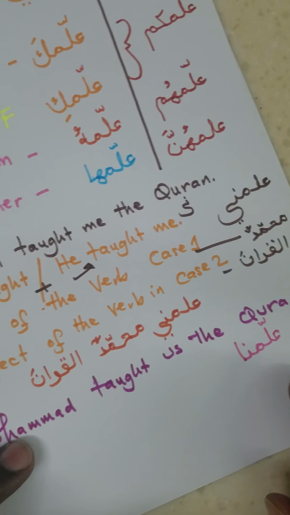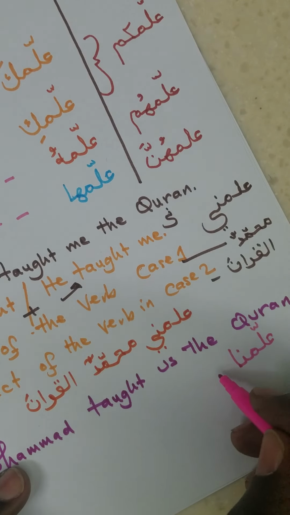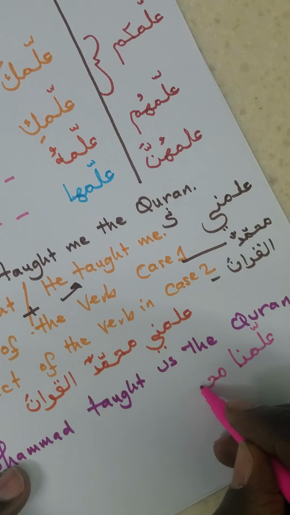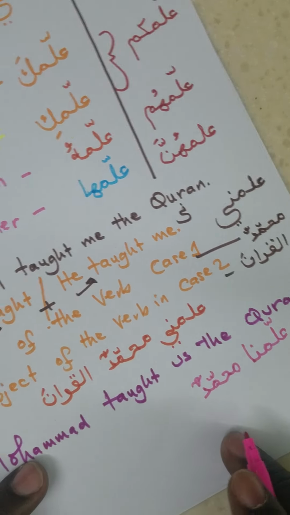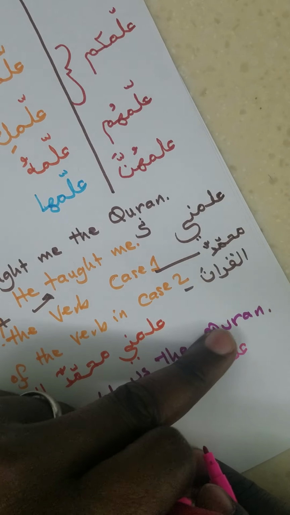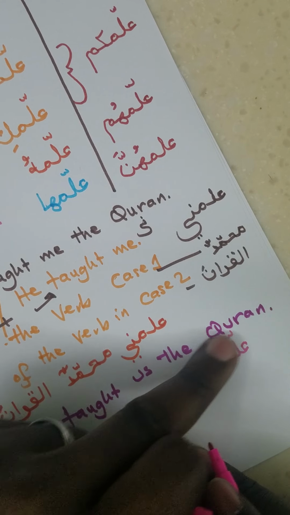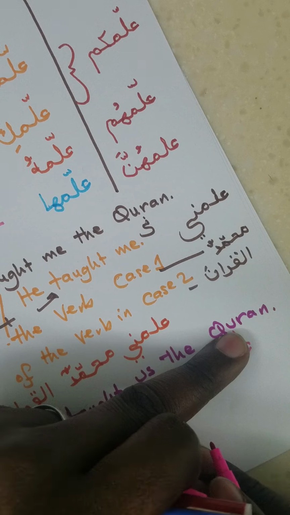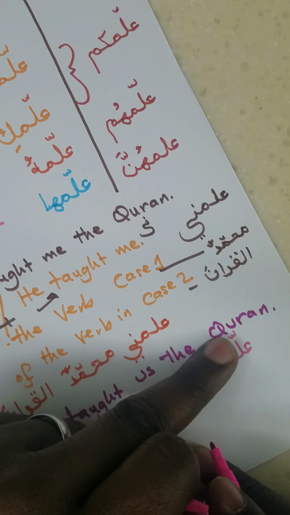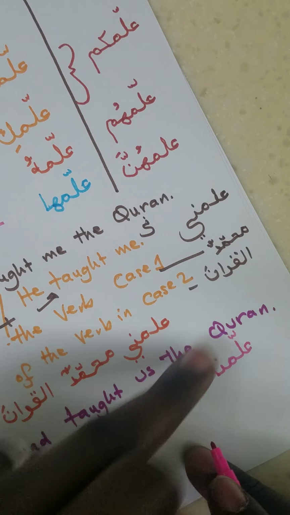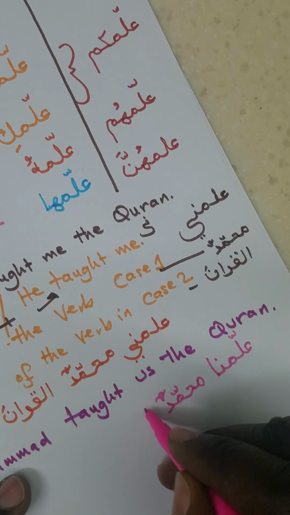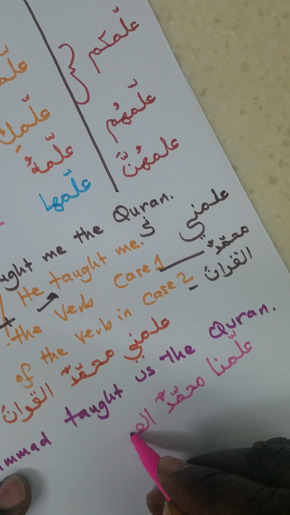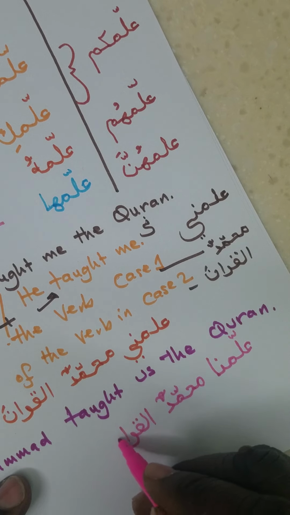The doer of the verb is Muhammad, in case 1, Muhammadun. The object of the verb, you see, we have now as the Quran. Now Quran will be in case 2, Al-Quran.